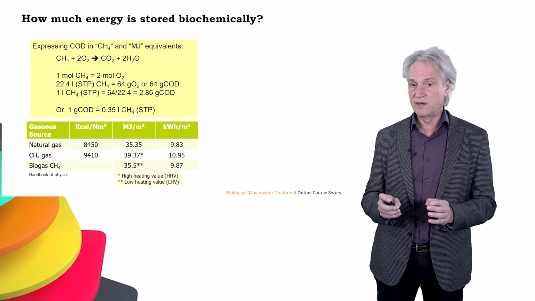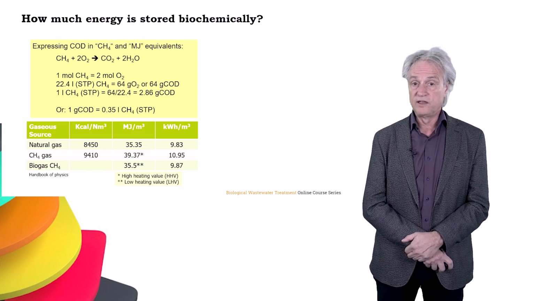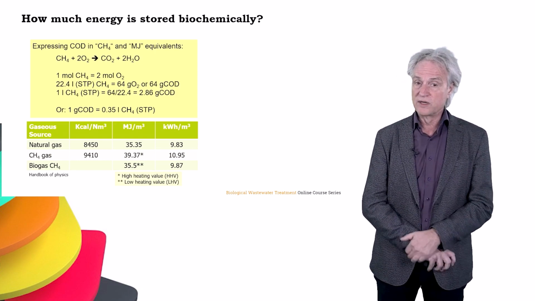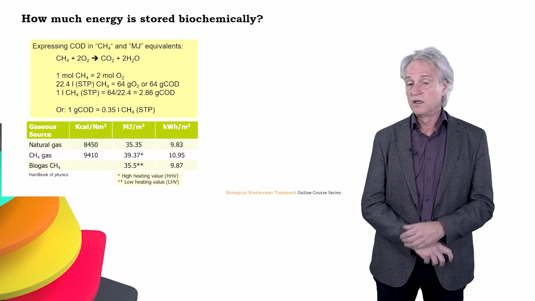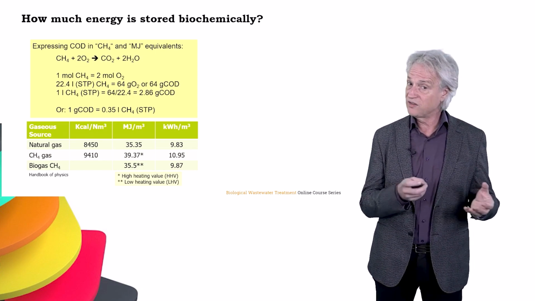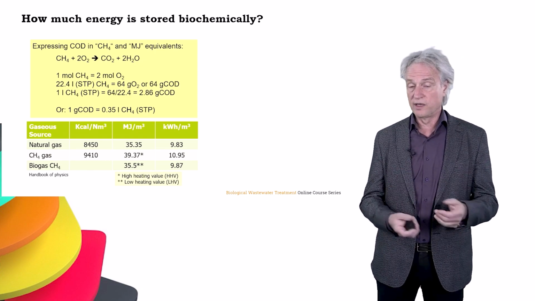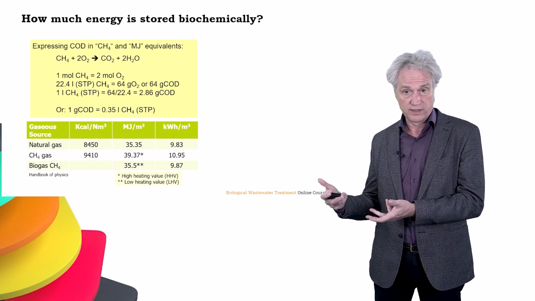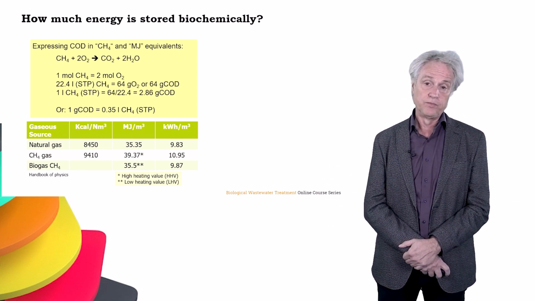Pure dry methane gas is a little bit higher, and biogas methane is also 35.5. Now the difference between pure dry gas methane and biogas methane is the content of water which is inside the biogas. If we use the biogas for heating, then that water will condensate and it will also evaporate, and that takes a little bit away of the energy that is available.